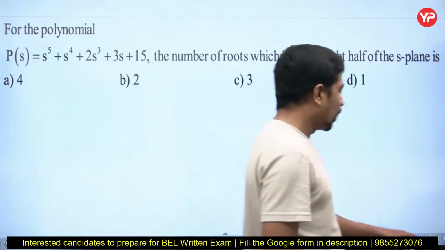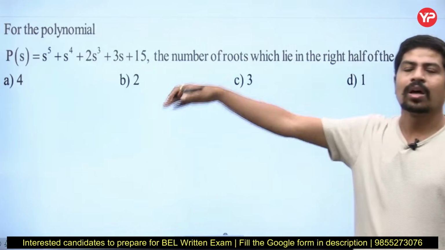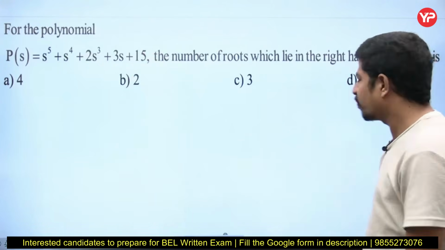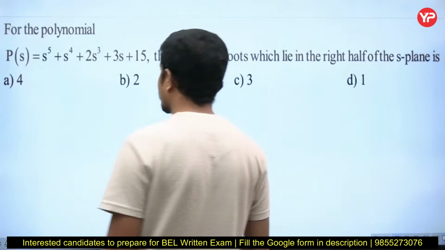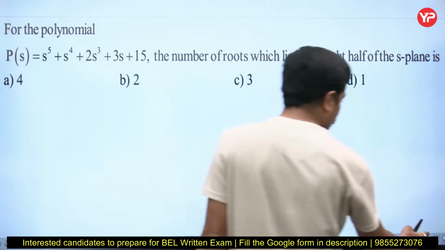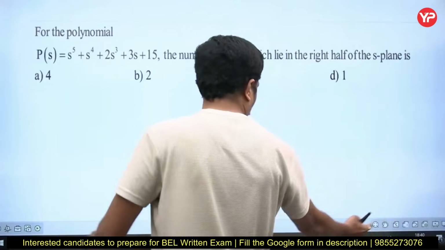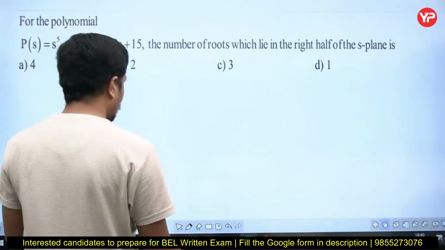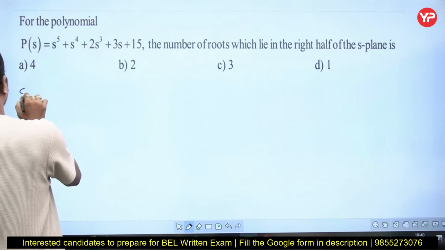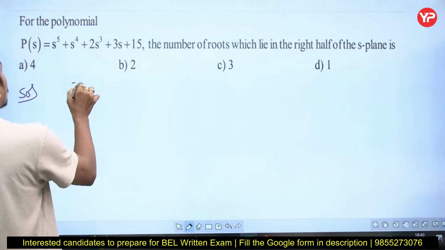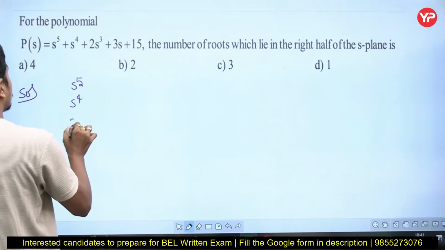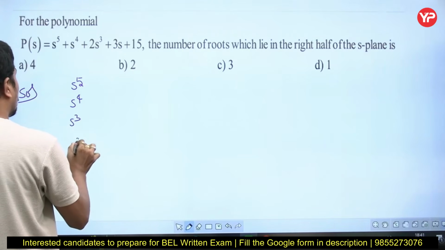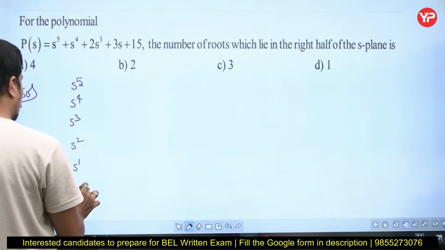We can ignore it. Why? Because it requires a lot of time for 1 mark in BEL. Or you can solve it. We can solve it, no problem. Just a minute. We will solve it so that you will get the idea how to solve. Right? S power 5, S power 4, by using Routh array. S cube, right? S square, S power 1, S power 0.